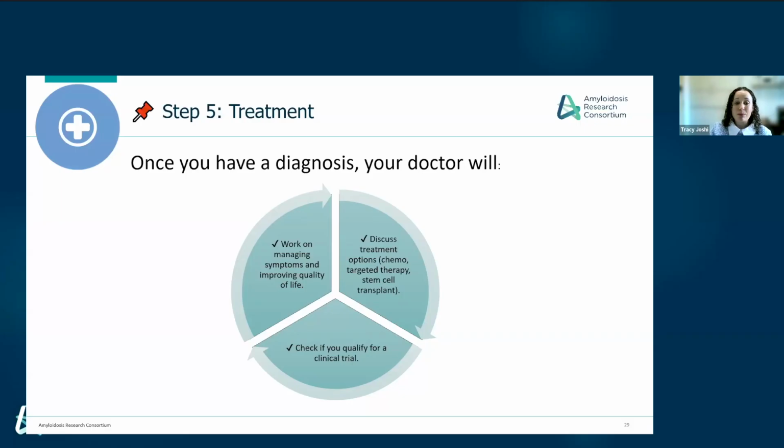Next is managing symptoms and quality of life. Since amyloidosis is affecting different organs, treatment also focuses on managing symptoms like swelling and fluid buildup, which is treated with medications like diuretics. For nerve pain or dizziness, medications can help improve nerve function. For digestive issues, nutritional support and diet changes may help.